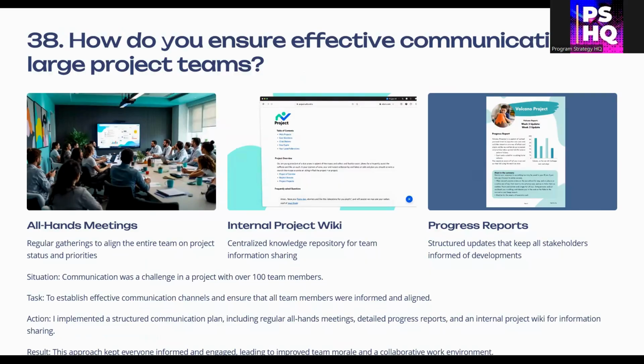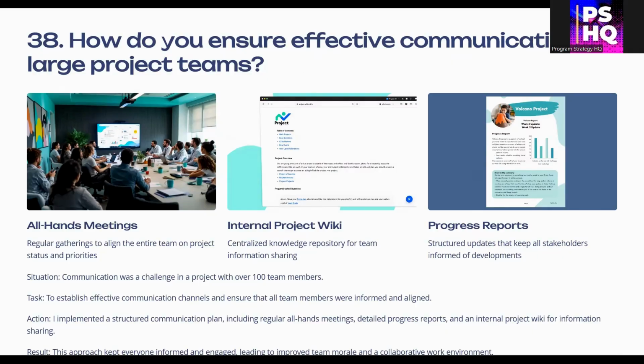I implemented a structured communication plan, including regular all hands meetings, detailed progress reports, and an integral project wiki for information sharing. This approach kept everyone informed and engaged, leading to improved team morale and a collaborative work environment.